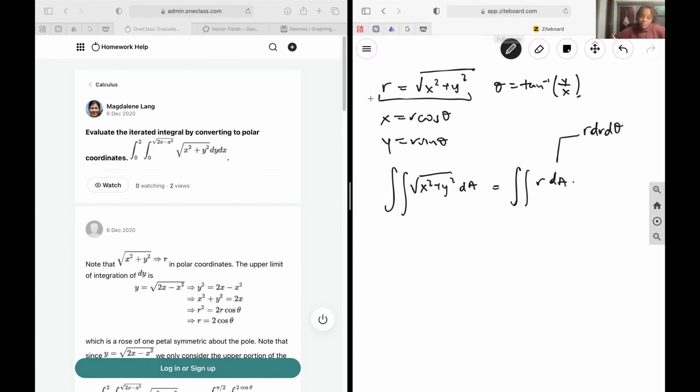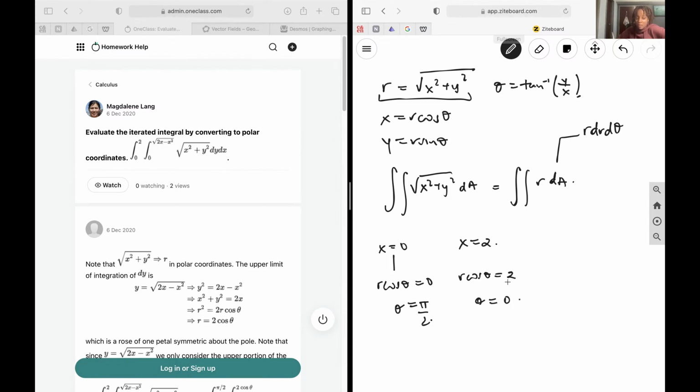And then lastly, I need to convert my integration bounds. So from x is equal to 0 to x is equal to 2, when x is equal to 0, that means r cos theta is equal to 0, and that will mean that theta must be pi over 2. When x is equal to 2, that means r cos theta is equal to 2. Since the number is so large, cos theta must be at its maximum, which will be when theta is equal to 0.